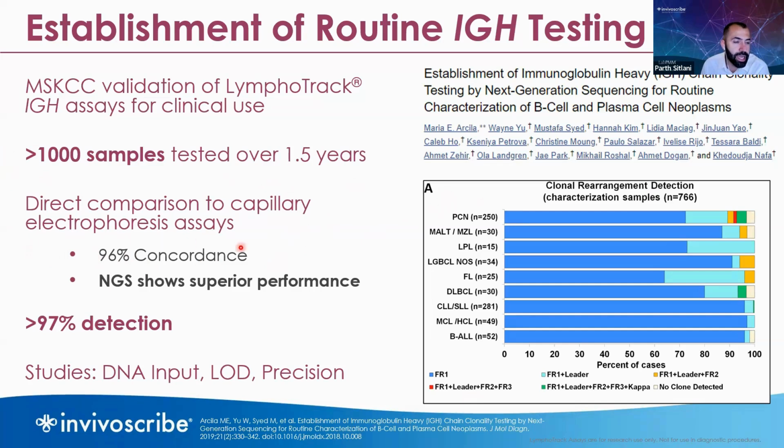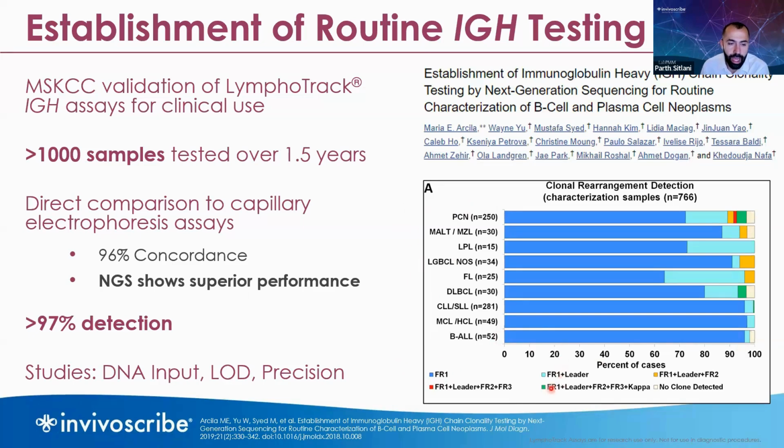And what they found was that they had 96% concordance to the electrophoresis platform. But NGS also showed superior performance in classifying positive samples. They published a really good set of validation for how to do interpretation, DNA input, limit of detection, and the precision across different technicians. And what they found was that in dark blue here, depending on the disease type, IGH Framework 1 could detect about 65% to up to 95% with just IGH Framework 1 of cases of these diseases here.